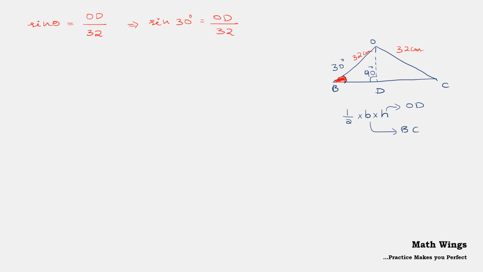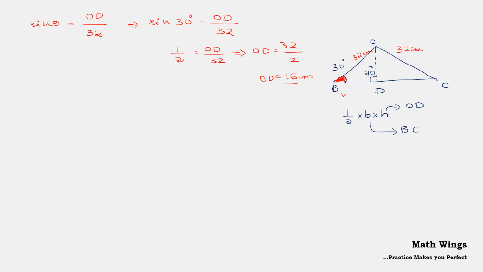So what is sine of 30 degree? Sine of 30 degree is half, which is equal to OD by 32. This implies OD is equal to 32 by 2, that is equal to 16, and OD is equal to 16 centimeter.